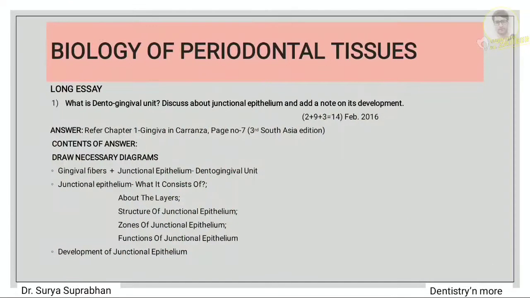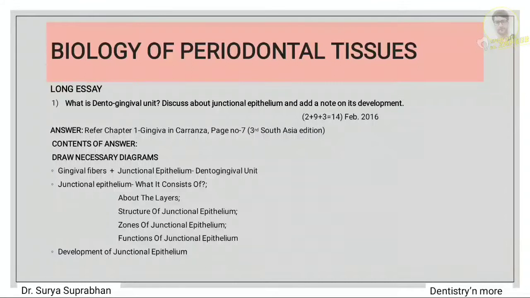So coming to the first chapter, that is biology of periodontal tissues. Now, if you guys have observed any university question paper from perio, there will be definitely one question from the normal periodontium. That is at least one question from either gingiva, periodontal ligament, alveolar bone or cementum. Okay, so you have to be thorough with these 4 chapters.